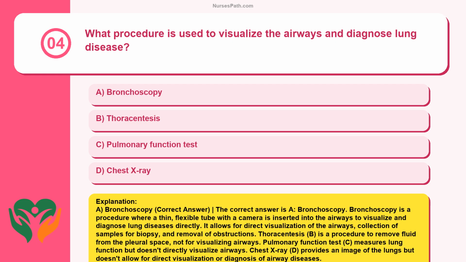Thoracentesis, B, is a procedure to remove fluid from the pleural space, not for visualizing airways. Pulmonary function test, C, measures lung function but doesn't directly visualize airways. Chest X-ray, D, provides an image of the lungs but doesn't allow for direct visualization or diagnosis of airway diseases.